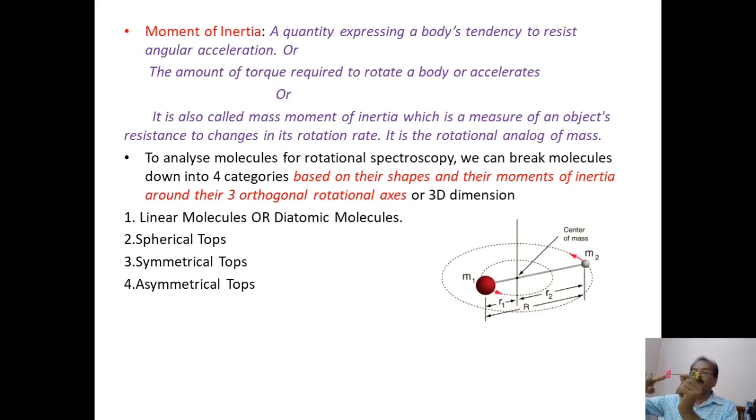The force which is applied on the atom or a molecule to cause a rotation, that is called moment of inertia. Or we can also say this body can oppose the force which is acting on the body to cause a rotation. That is, a quantity expressing the body's tendency to resist angular acceleration. If I apply a certain force now, and this molecule opposes it, the tendency of that atom to resist acceleration is called moment of inertia.